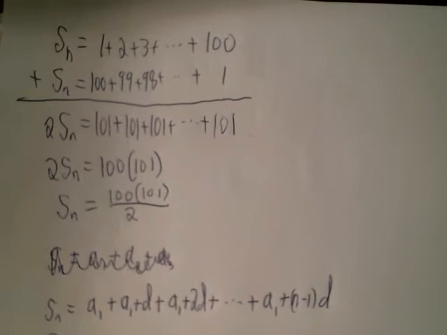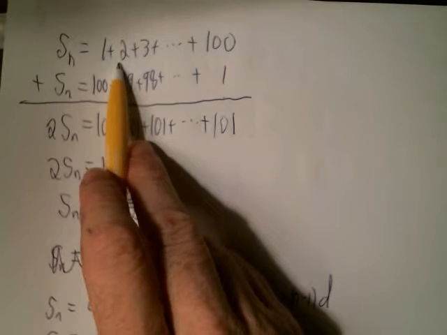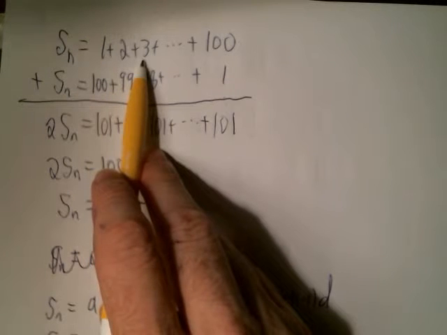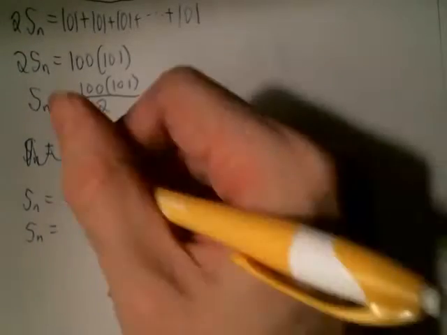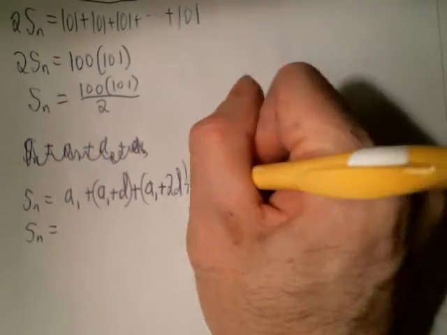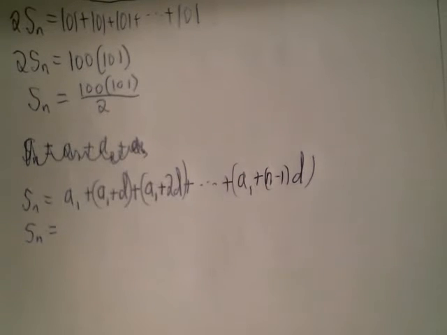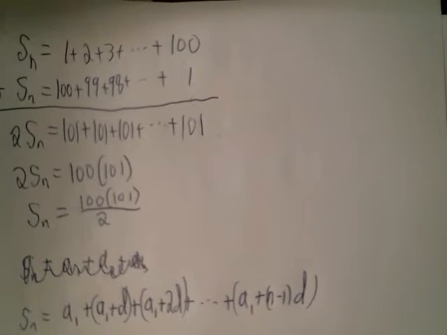So the first one, 1, and then 1 plus 1, and then 1 plus 2 times 1 is 1 plus 2 is 3. It's that sort of idea. So a sub 1 plus d, you should write it like this. And then I want to go in the reverse direction.